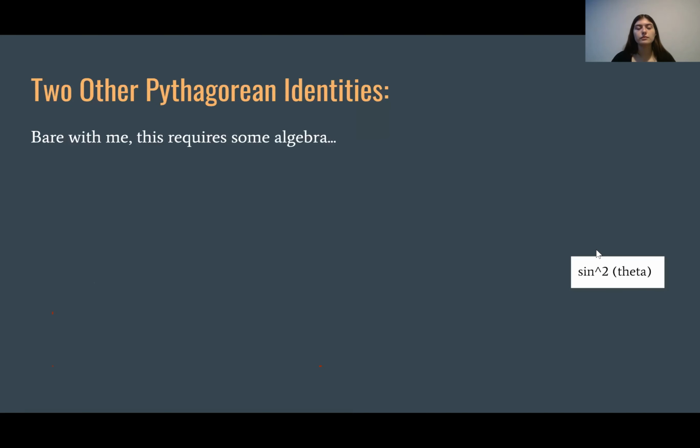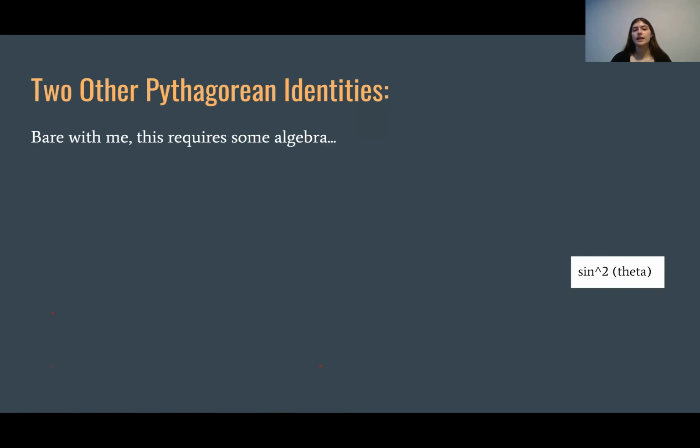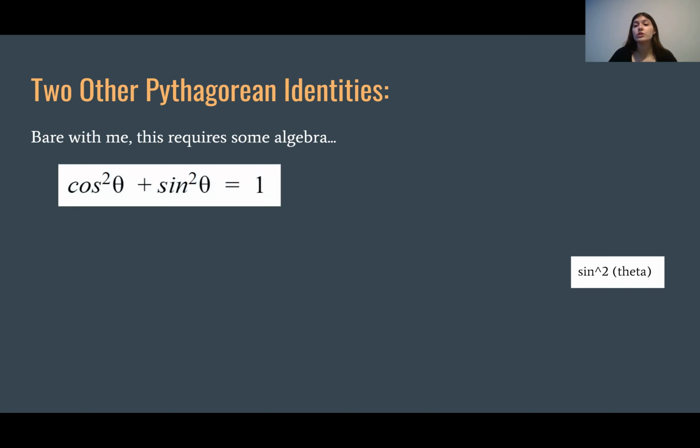There are two other Pythagorean identities. Bear with me, this requires a little bit of algebra just to prove. I don't care that you know how to prove them, I just wanted to show you where they come from. Let's start off with the one we just learned, cosine squared theta plus sine squared theta equals 1. Now we're going to do a little bit of math, a little bit of fooling around with this so that we can find our next Pythagorean identity.